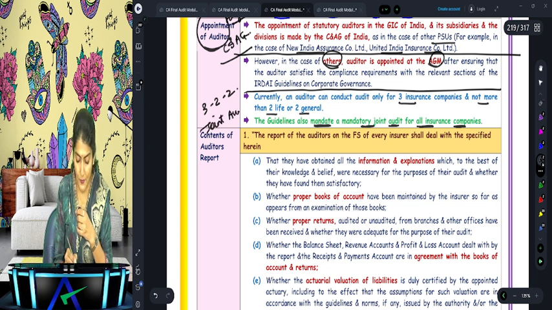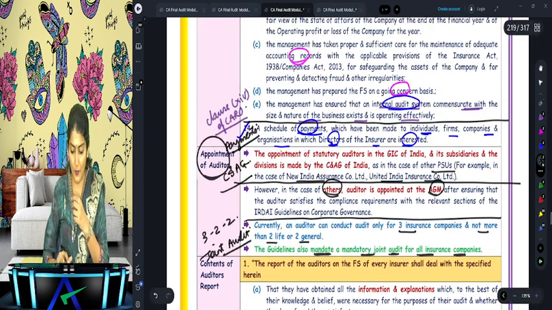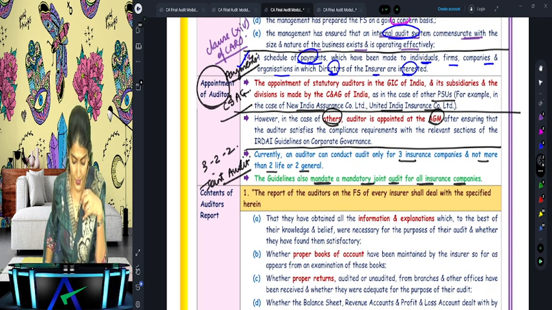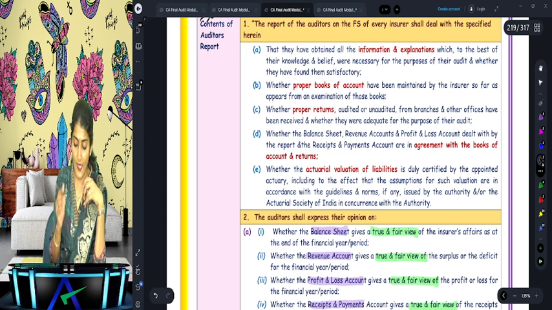Is it clear to everyone? Right, so that's regarding the appointment of the auditor. Now coming to the contents of the report. Okay, right, so contents of the report.